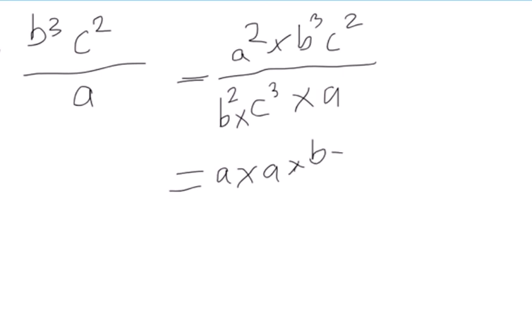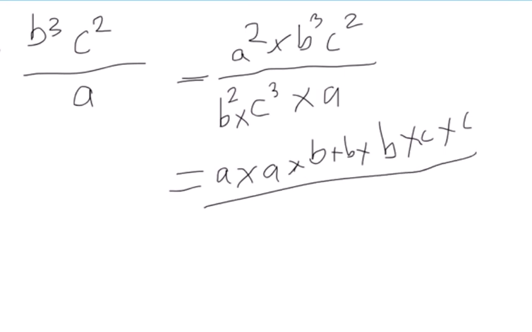A squared is a multiplied by a multiplied by, what is b to the power of 3? B multiplied by b multiplied by b. What is c squared, or c to the power of 2? C multiplied by c. All over, what is b squared? B multiplied by b. What is c to the power of 3? C multiplied by c multiplied by c. Multiply by a. Now let's see what terms we can cancel off.